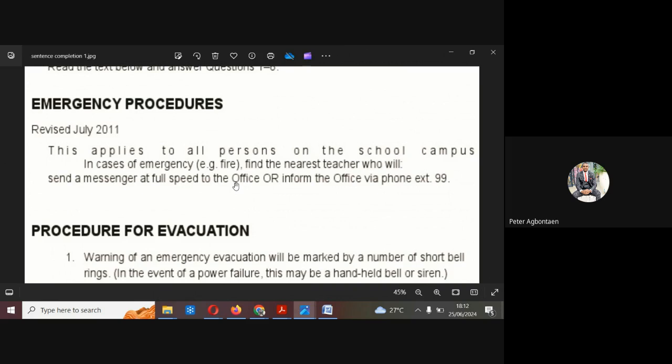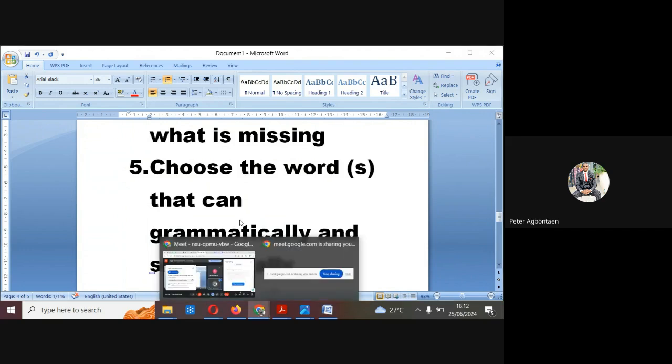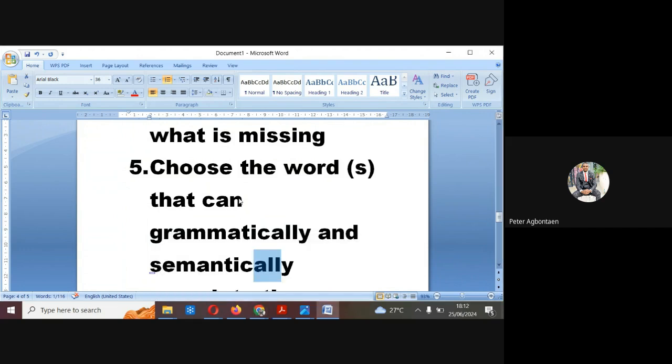So ideally speaking, the answer to this question should be send a messenger at full speed to the office. But the only problem is we cannot write this as the answer, simply because it's more than the stipulated number of words. We are told to write no more than 3 words, and here there are 9 words. So we cannot write this. Here we will have to choose from these 9 words the ones that can grammatically and semantically complete the sentence. That means the English will be correct and it will make sense, and when we insert these words in the context of this question, it should not violate any rule of English grammar.